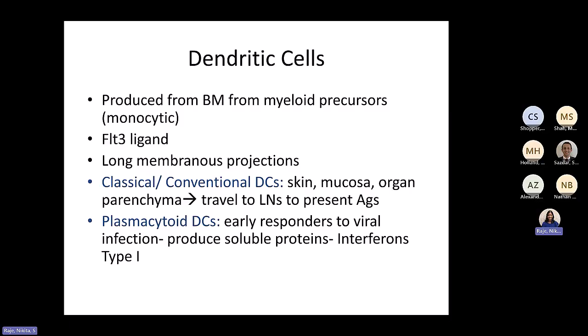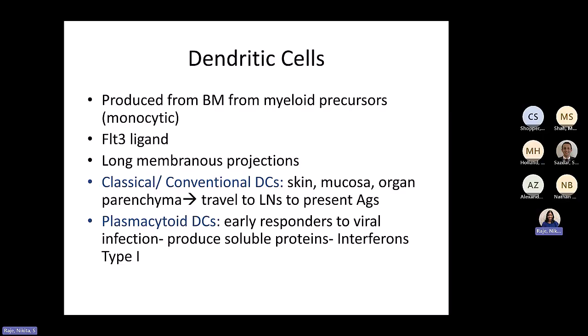The dendritic cell, as the name suggests, has these dendrites, or long projections, that help them look for whatever they are coming in contact with, and look for any kind of invaders that they might come across.